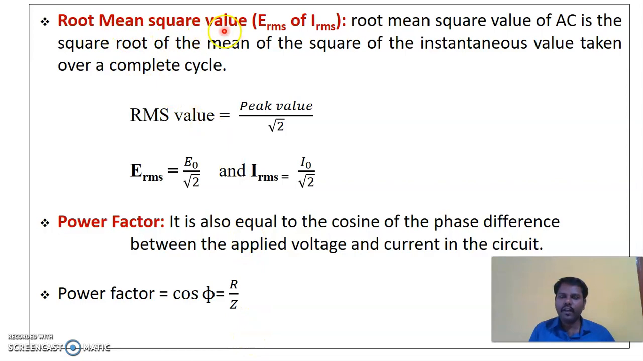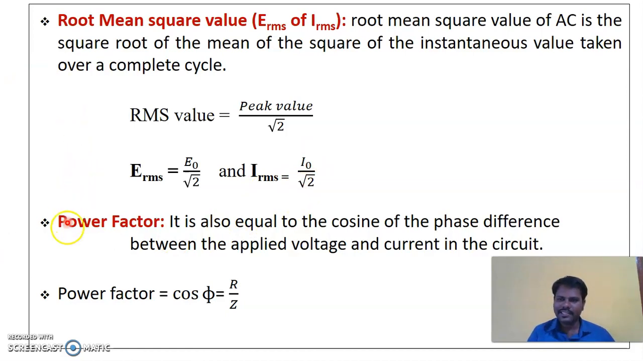Root mean square value, E RMS or I RMS. It is defined as the root mean square value of AC is the square root of the mean of the square of the instantaneous value taken over a complete cycle. RMS value is given by peak value divided by root 2. Therefore, E RMS is equal to E naught by root 2. I RMS is equal to I naught by root 2.